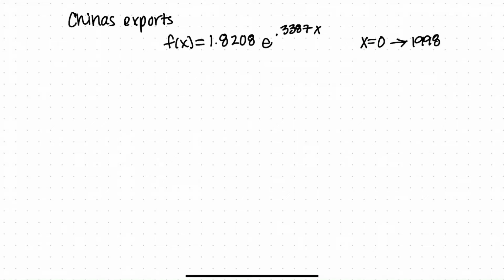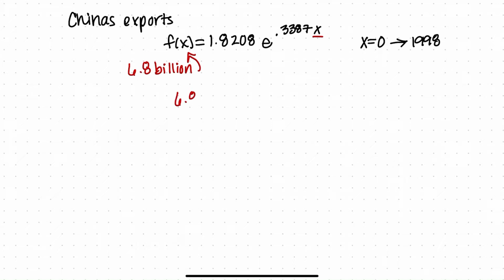So the problem states that China's exports is represented by this equation where x equals 0 is 1998. And it said, in what year did exports reach 6.8 billion? So if it wants to know when exports reach 6.8 billion, that means that's what we're going to be plugging in for f of x, and we'll be solving for x over here.